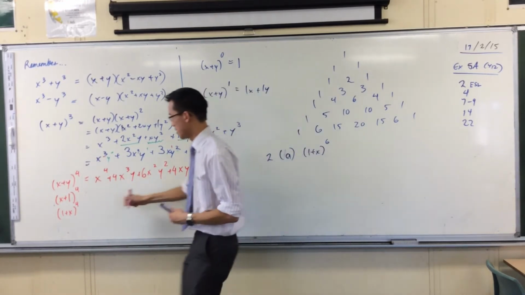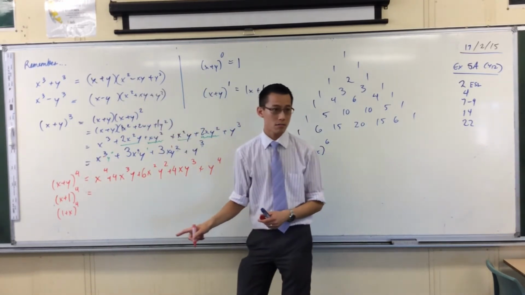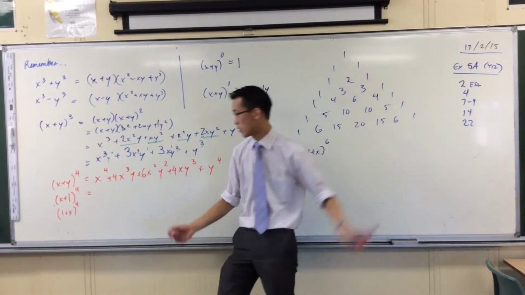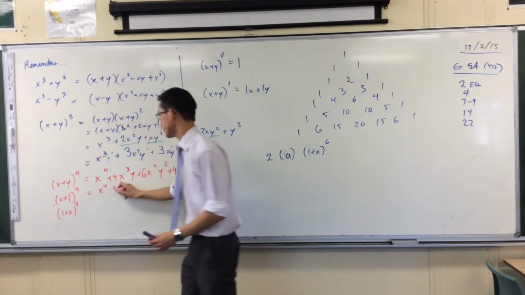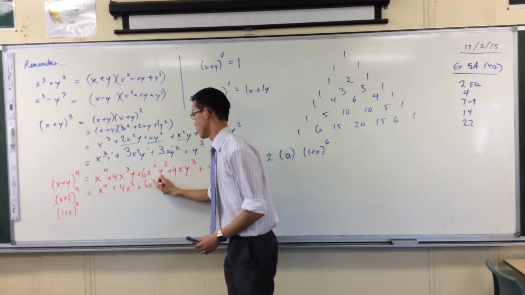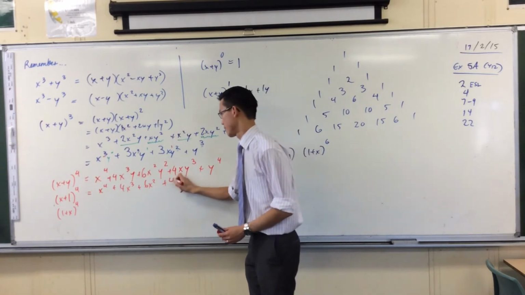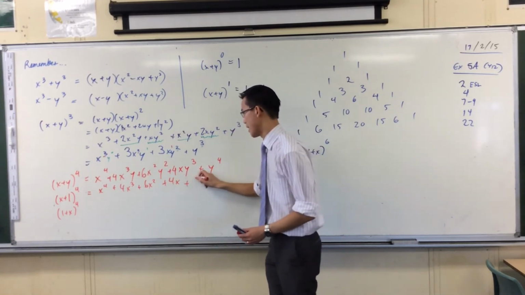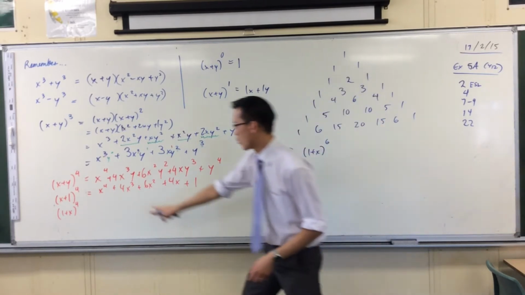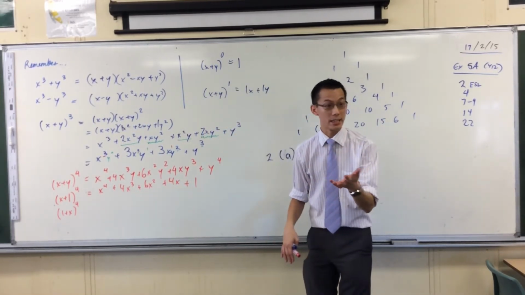This line here. So everywhere I see a y, I'm just going to write 1. And 1 to any power is still 1. So I'm going to get this. No more y. No more y squared. No more y cubed. And then that's just a 1. Okay? So I can see my 1, 4, 6, 4, 1 happening very clearly.